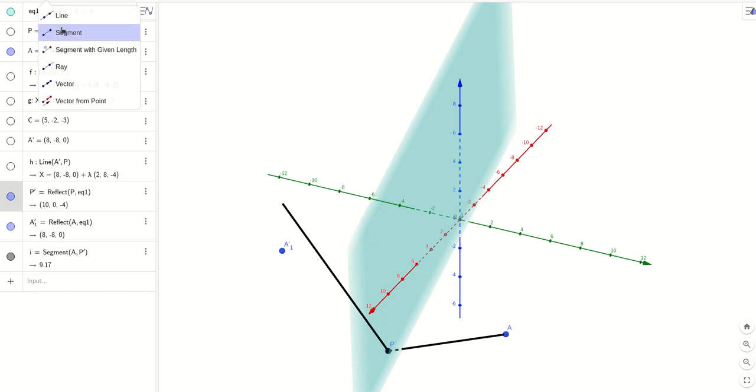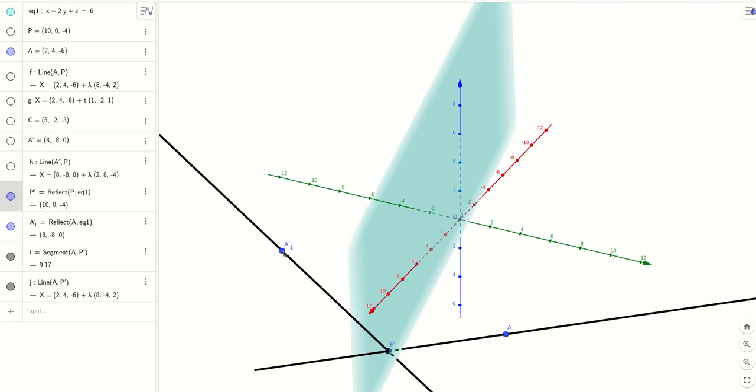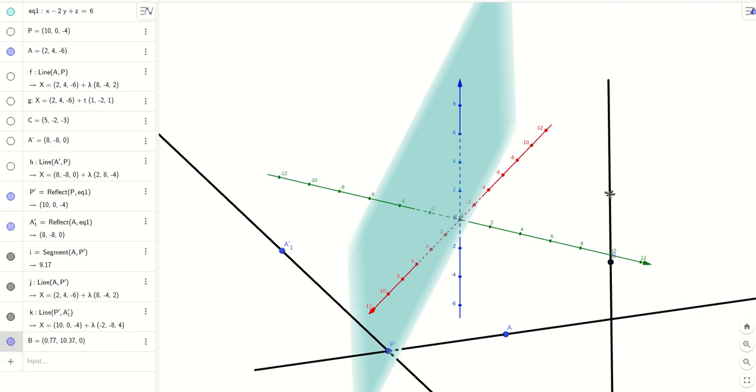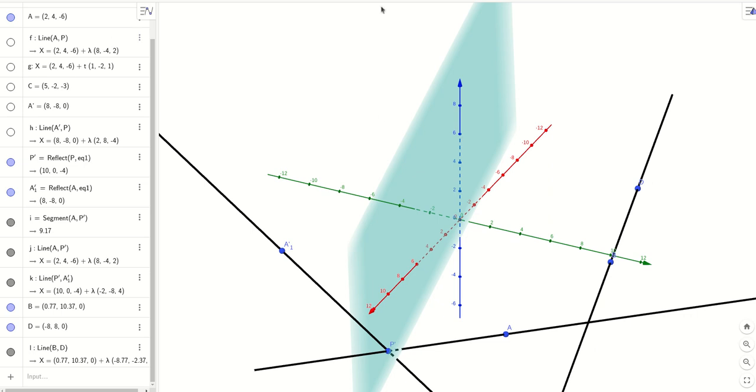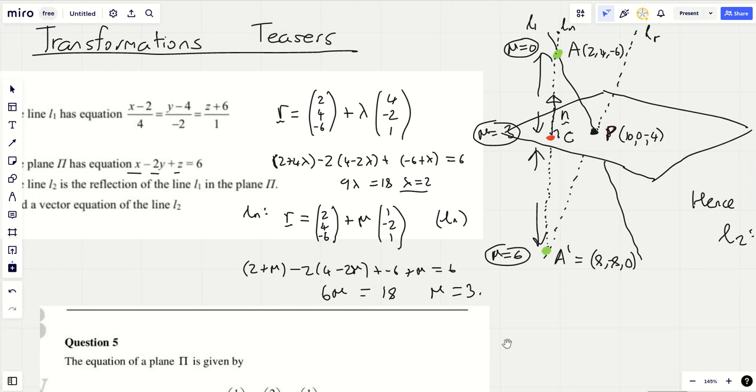Oh, I shouldn't have done line segment, I should have just done line. There we go, and then I can easily check that, and does it look right? It looks like a reflection. Yeah, sure enough it does. Ooh, I'm going crazy. Anyway, so there we go. So that's the first question. I hope that makes sense now, how to reflect a line in a plane. It's quite good fun, that one. I don't mind it at all.